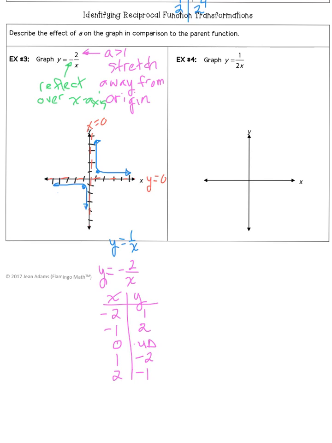So let's see where that puts us. So negative 2, positive 1 puts us here. And actually I'm going to put that in green so that I can see my points. So not only do we have a stretch, so it should be further away from the origin, but it's also reflected into a different quadrant, which you're seeing happening right now. And then negative 1, positive 2 puts me right here. And then 1, negative 2 is here. And 2, negative 1 is here.